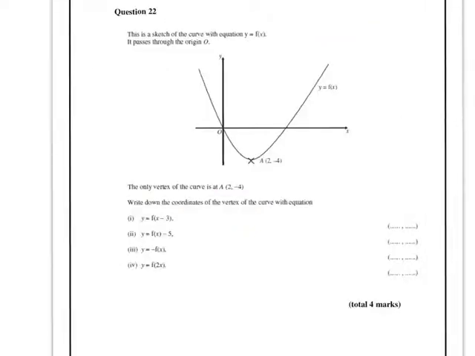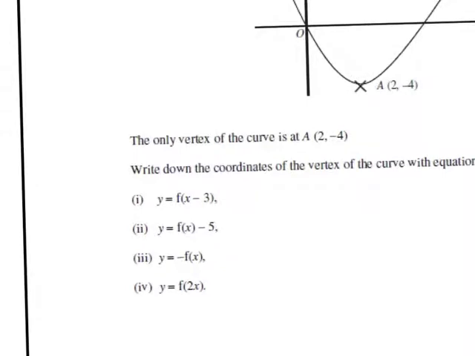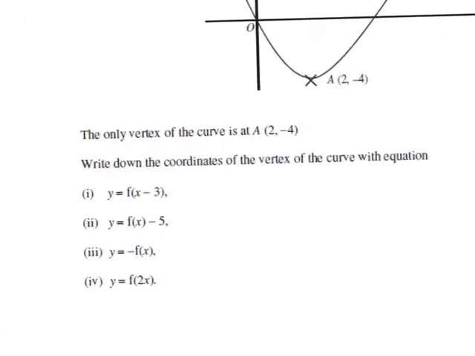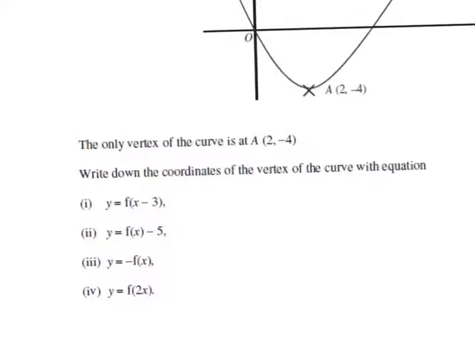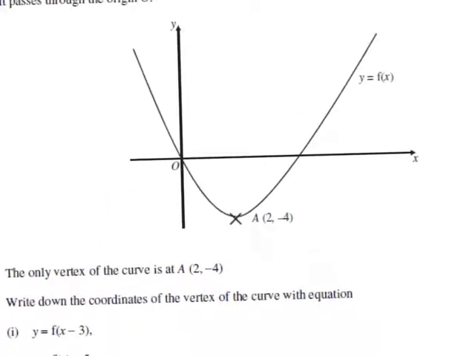Okay, question 22 is about transformations of graphs. So we're going to be able to transform this graph in a variety of different ways, and when we transform it, the point A will move. Okay, so we're going to zoom in a little bit. First of all, we're going to look at y equals f of (x minus 3). Now when we have f of (x minus 3), that means we are going to move the entire graph to the right 3 spaces. Okay, so just to try that out, we're going to move this entire graph 3 spaces along.